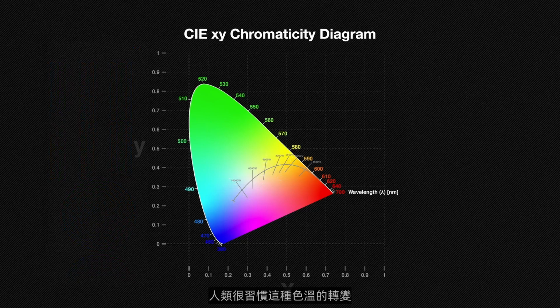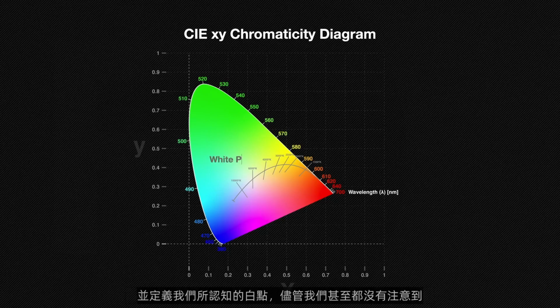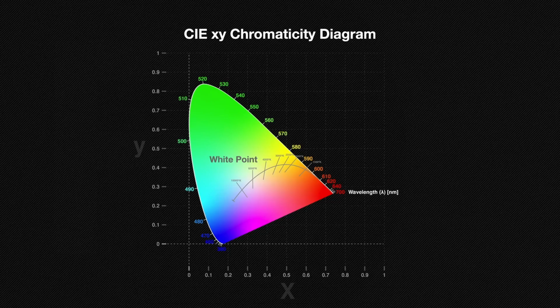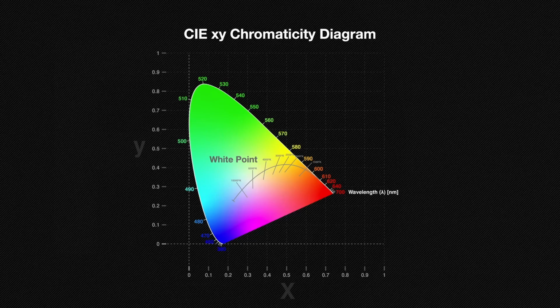Humans are quite used to this color temperature shift, as our eyes are constantly balancing the temperature of the light we are receiving to make sense of the environment, white balance, and so define the white point of our perception, and we don't even notice. But this point must be established and standardized, so the CIE started defining the different standards to represent what we perceive as white under different lighting conditions. The white light or illuminant.